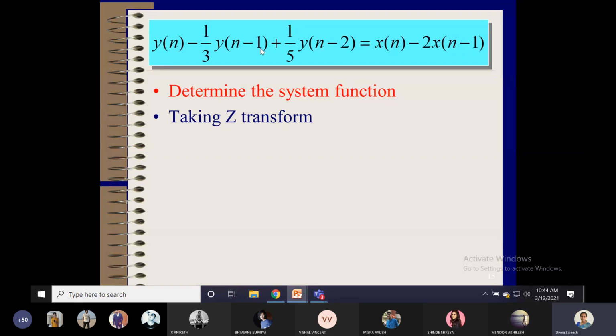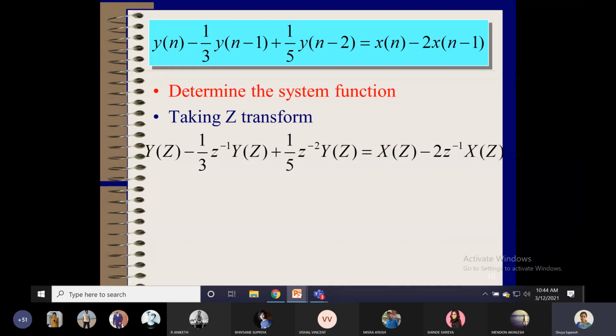Okay, so similarly you have to do it on the right hand side. So taking Z transform on both sides. So first one: Y of Z minus 1 by 3 Z inverse Y of Z plus 1 by 5 Z raised to minus 2 Y of Z equal to X of Z minus 2 Z inverse X of Z.